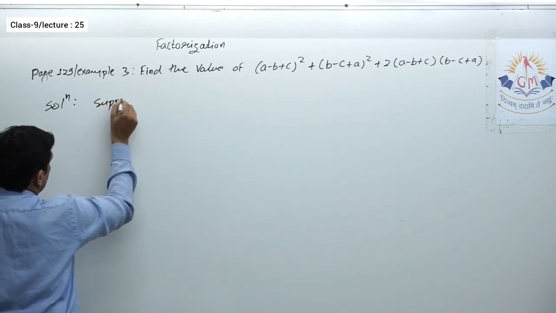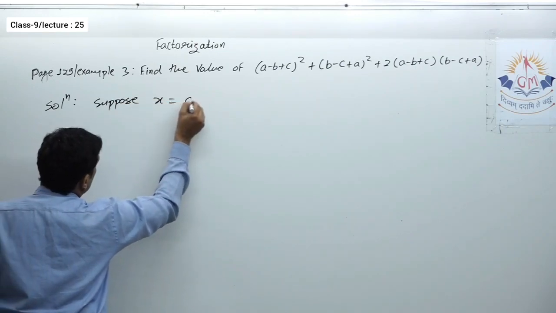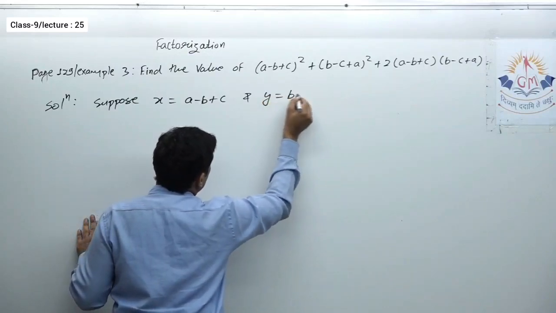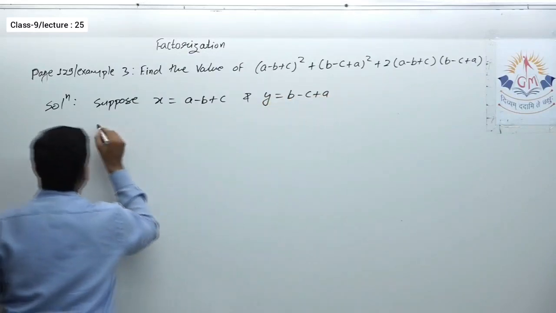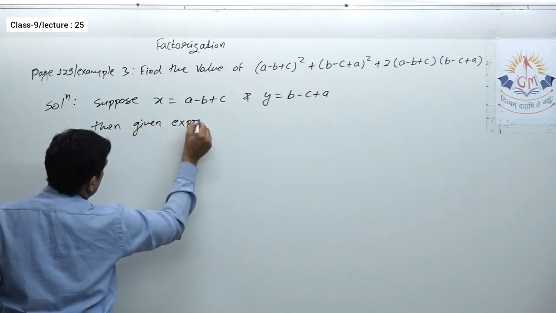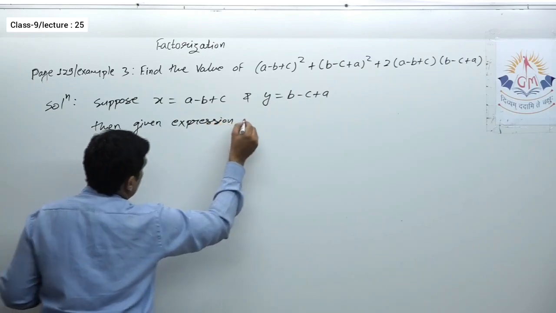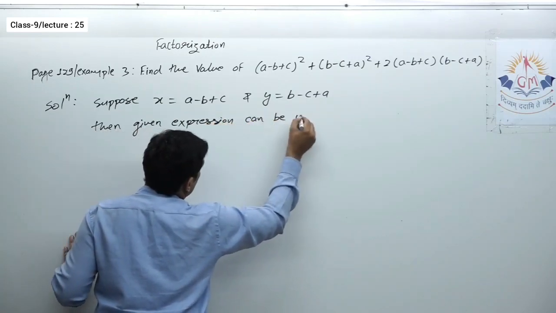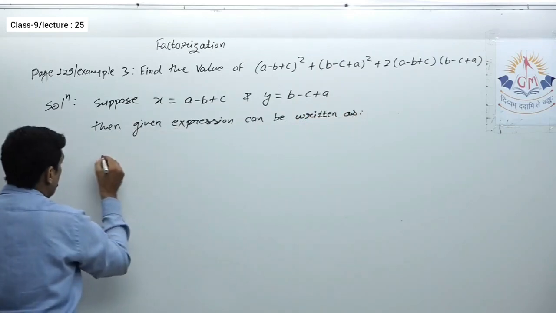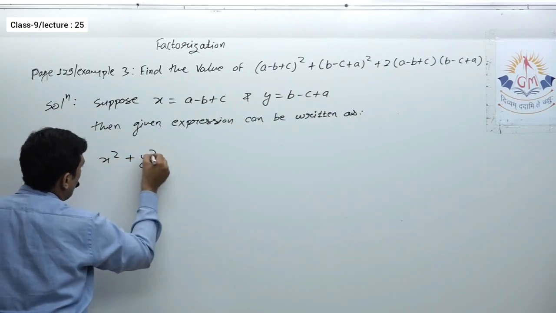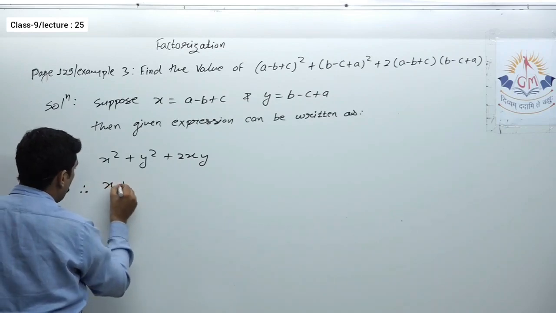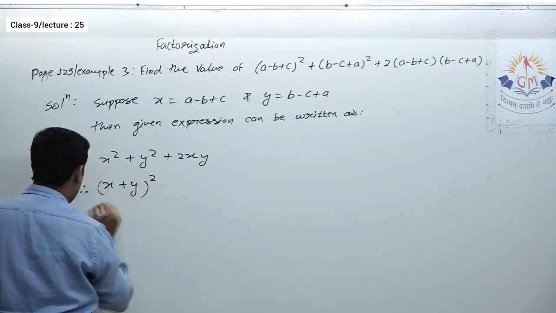Suppose x is equal to a minus b plus c and y is equal to b minus c plus a. Then the given expression can be written as x square plus y square plus 2xy. Therefore, x plus y whole square.